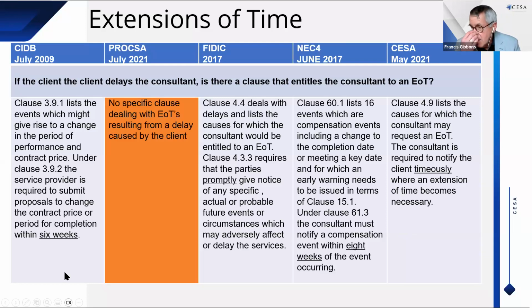Some of these time periods within which the consultant has to notify the client are a bit vague. Timeously might be interpreted in different ways, so it's always preferable to have a fixed period, like 8 weeks in NEC3, 6 weeks in the CIDB. And again, a clause like the parties promptly give notice is also open to interpretation. So not the best.